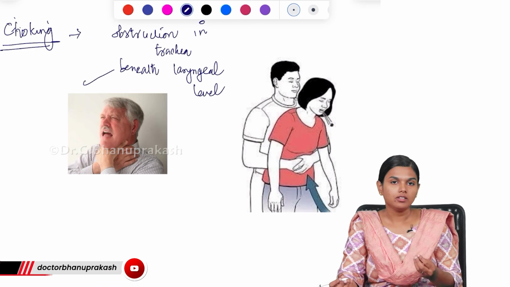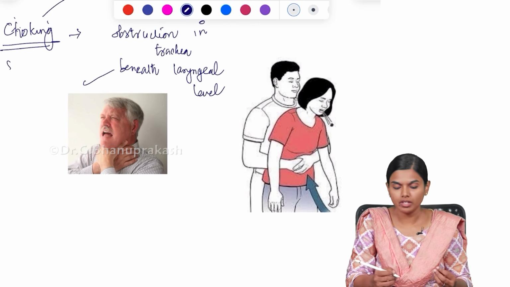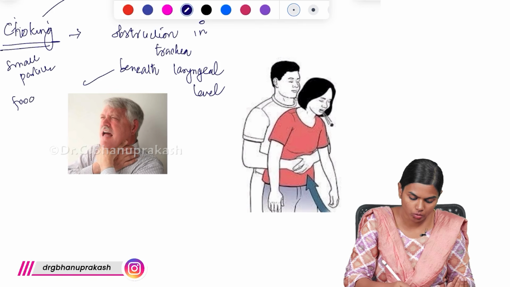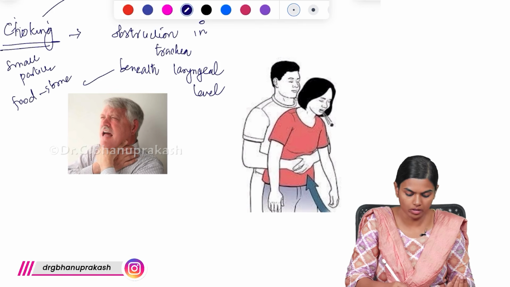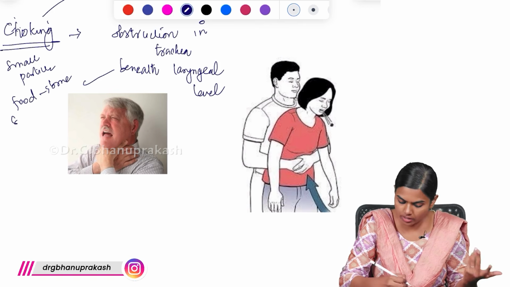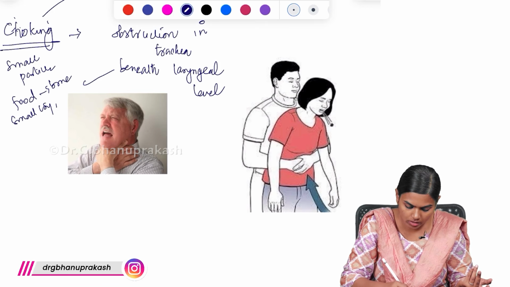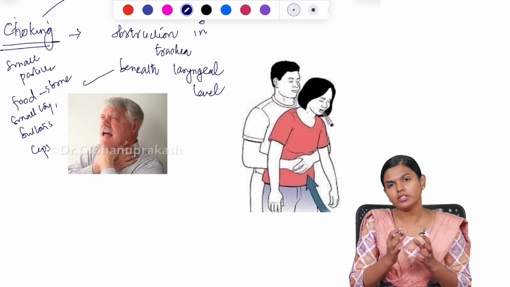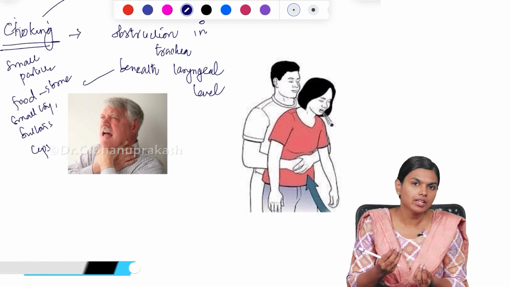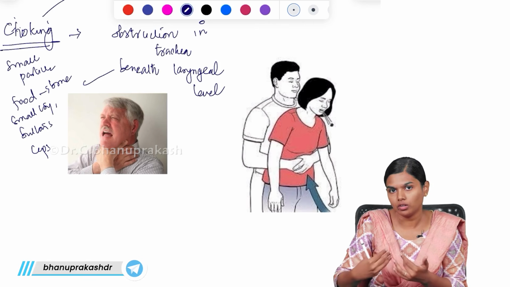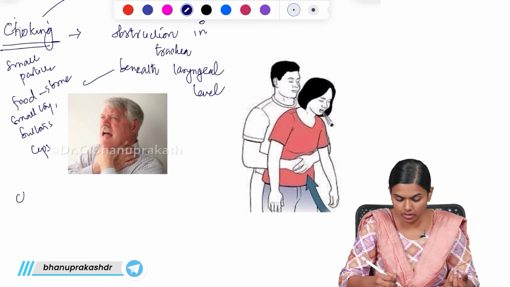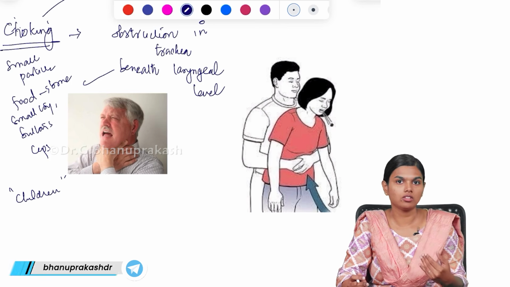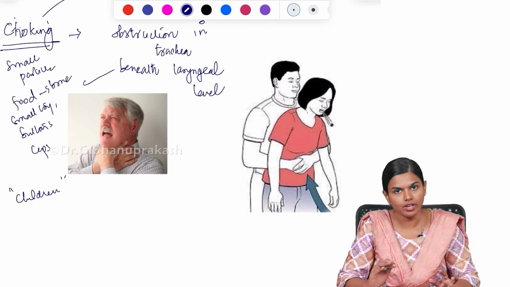Choking is usually caused by small particles like food, something like a bone, like a fish bone, or sometimes small toys, buttons, caps, all these small things. People will ignore it, and it is usually seen in children. They will inhale those things, or they will put them inside their orifices, something like that.